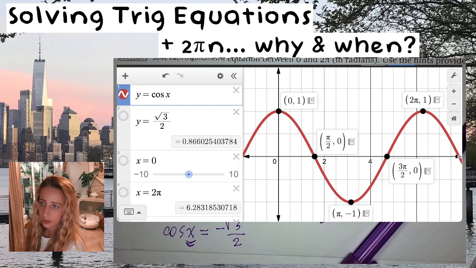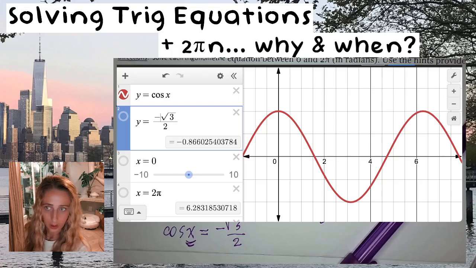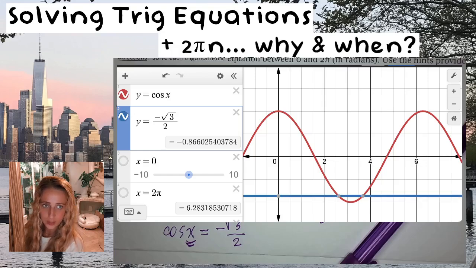Now y equals radical 3 over 2. I want negative though, so let's add in our negative before I turn it on. So negative root 3 over 2, it's negative 0.86. If this is -1, 2 boxes down, then it's going to be between the first and second box. So let's turn on that graph. There it is in blue.